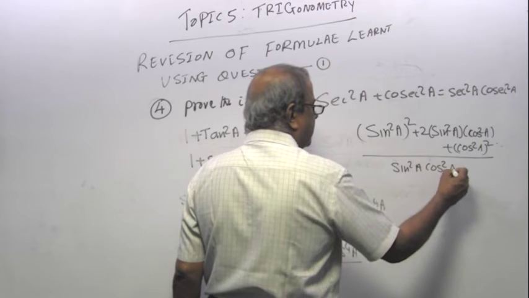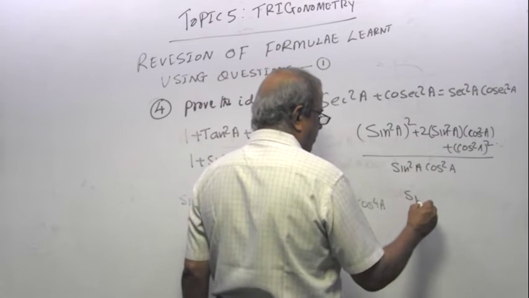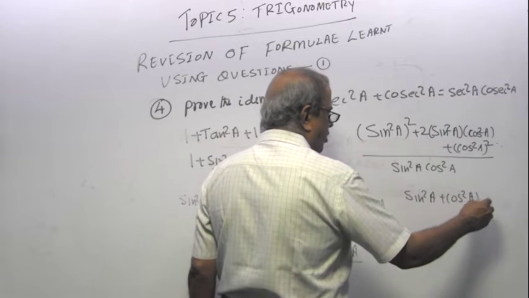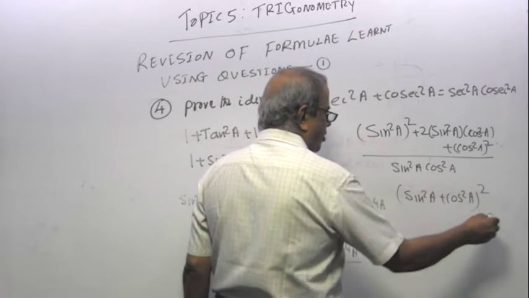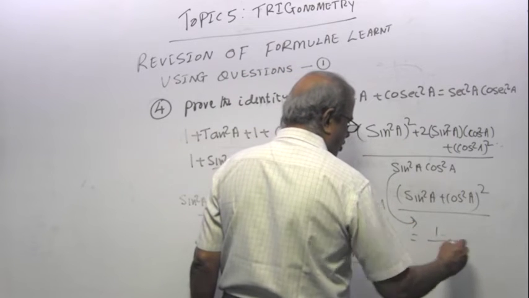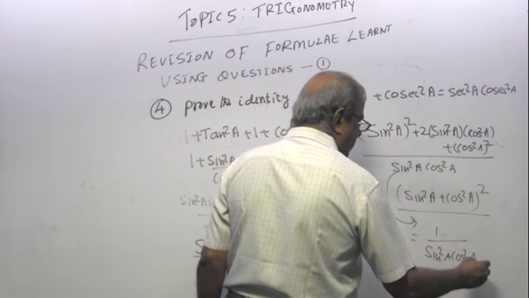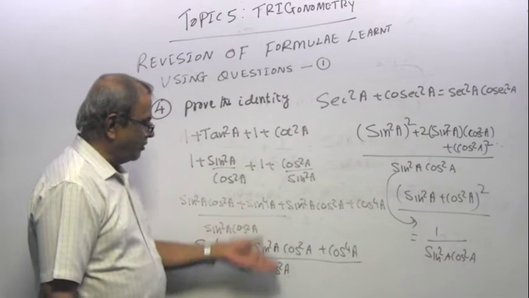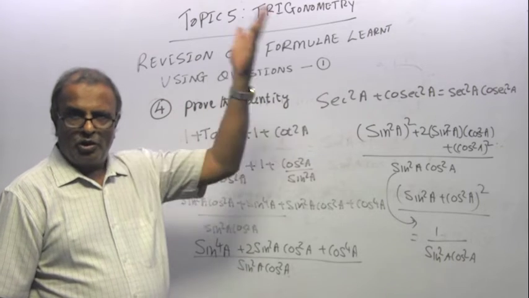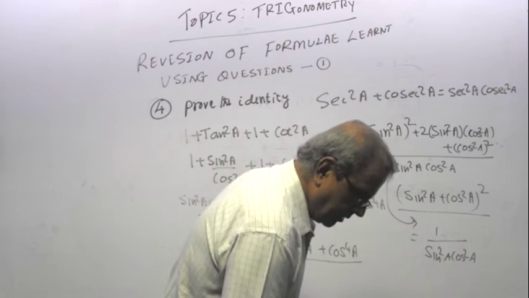What do you see in the numerator? A squared plus 2AB plus B squared. So that is sine squared A plus cos squared A the whole squared over the same thing, which is 1 over sine squared A cos squared A. So you can do it that way as well. But do you see the amount of extra work you're doing? So stop to think for a while before you apply. That's what I'm trying to say. Okay?